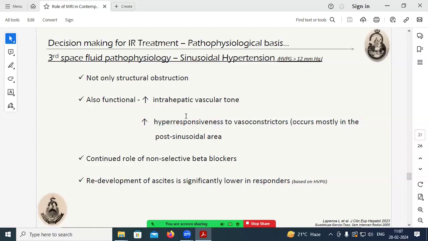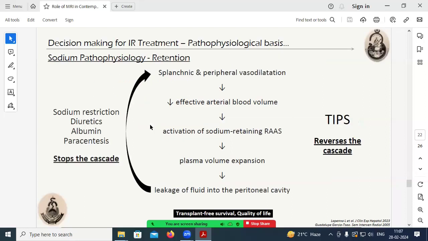So it's because of the hyperresponsive vasoconstrictors that are circulating, as well as the overall increased vascular tone, and therefore this is the role of non-selective beta blockers. So as interventional radiologists, we should also try to understand how to taper, how to calibrate, and how to manage the dose of non-selective beta blockers.